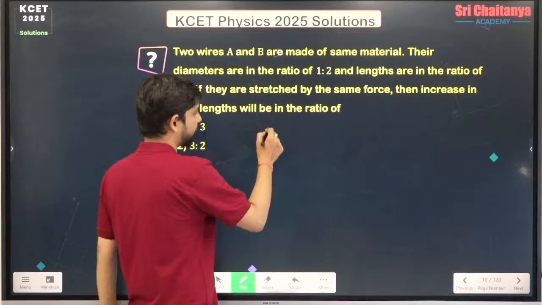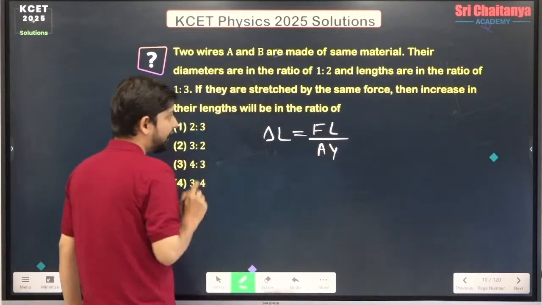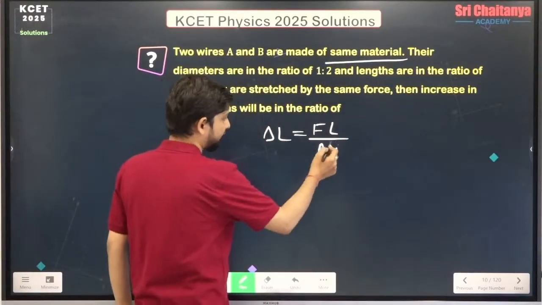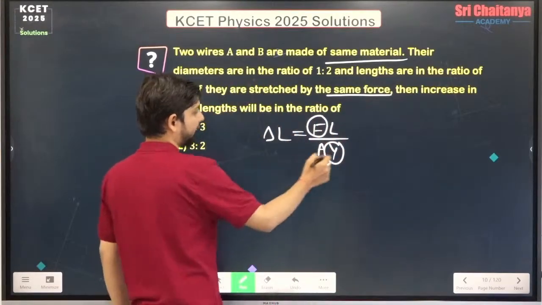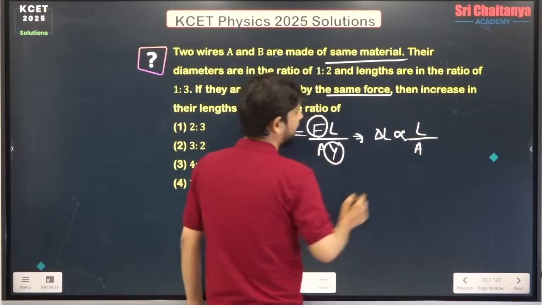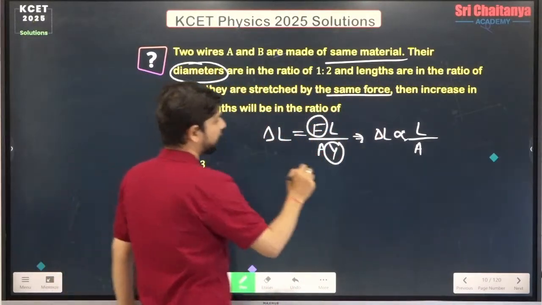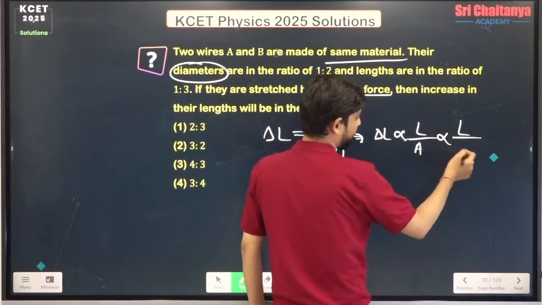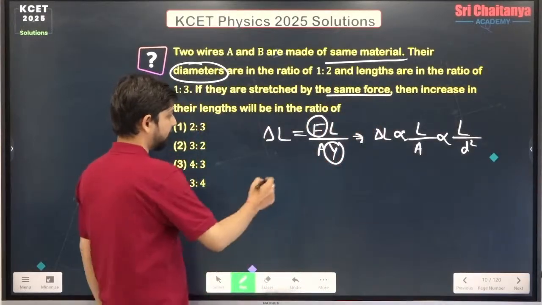What is the formula of increase in the length? Delta L is equal to FL upon AY. If the material is the same, this value is the same, and if the stretching force is the same, this value is the same. So delta L should be directly proportional to L upon A. The diameters are given, not the area. If we want to express the area in terms of diameter, it will be directly proportional to d square.